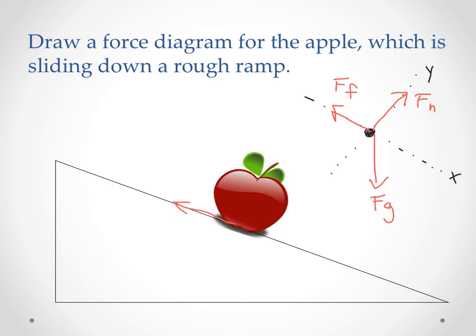Okay, it's important to note that there's no applied force going down the ramp. The component of gravity that acts in the x direction, you can see that gravity falls between the x-axis and the y-axis here. So part of this force of gravity is actually acting in this x direction that's going to cause the apple to slide down the ramp. Nothing is pushing the apple down the ramp with an applied force.